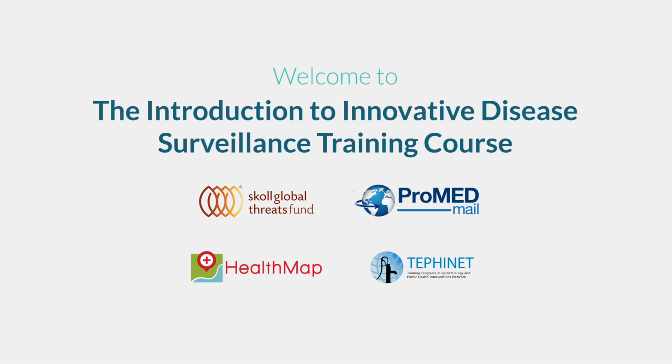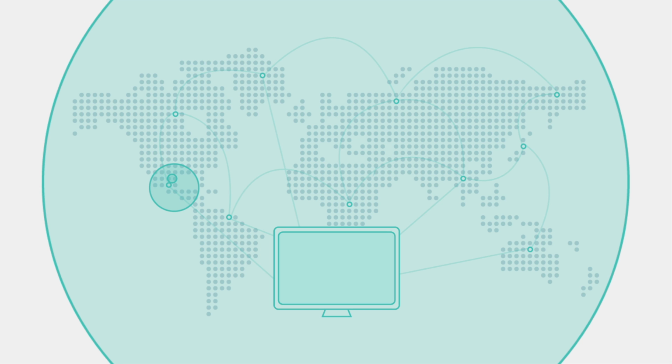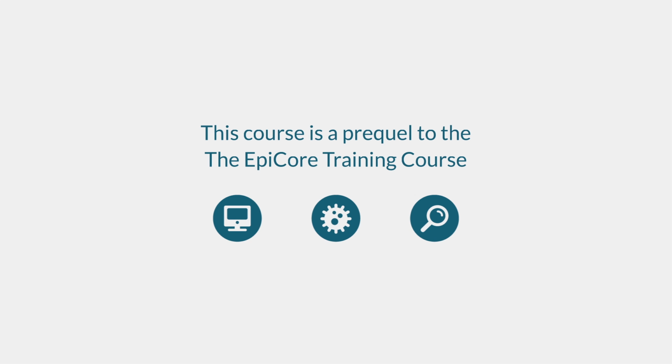This course is designed to provide a refresher of the basic disease surveillance skills and information you need as a health professional or field epidemiologist. It also serves to introduce you to newer approaches that can help you improve disease surveillance in your community, country, and globally. In particular, you will learn about innovative disease surveillance methods and tools like EpiCore. This course is a prequel to the EpiCore training course.